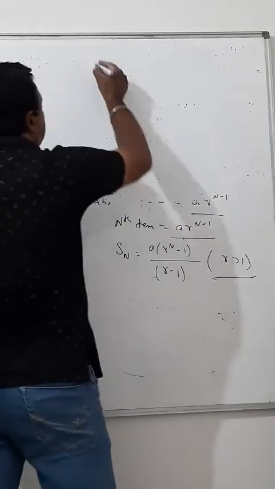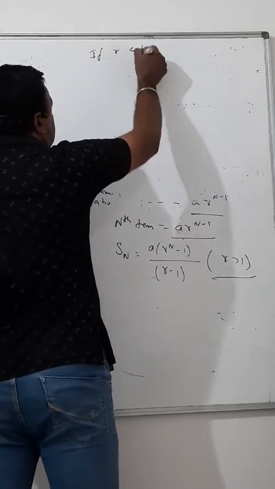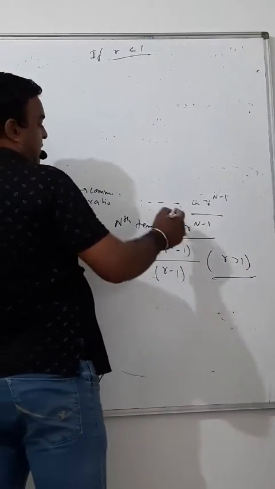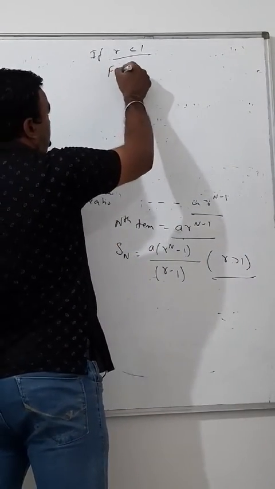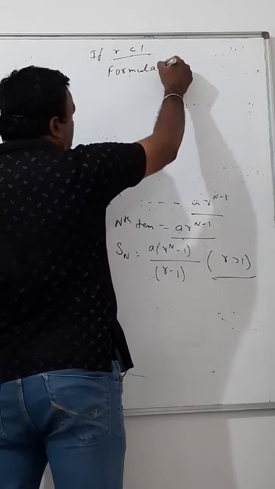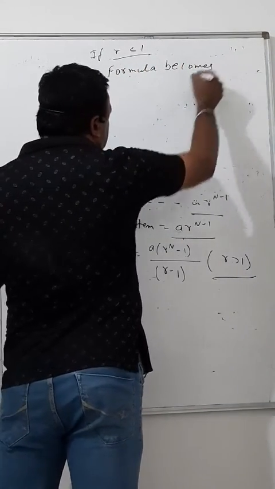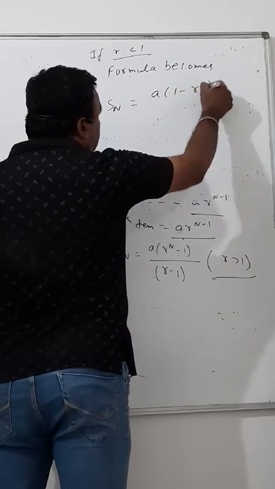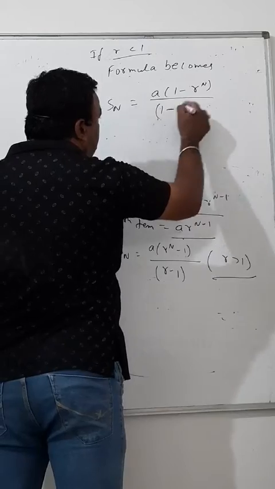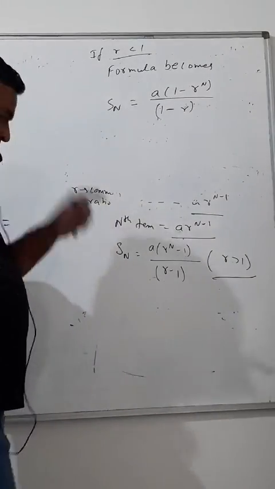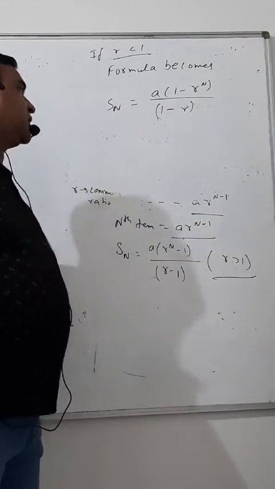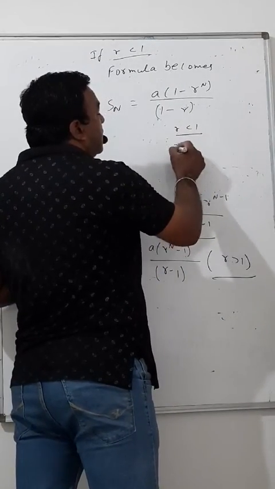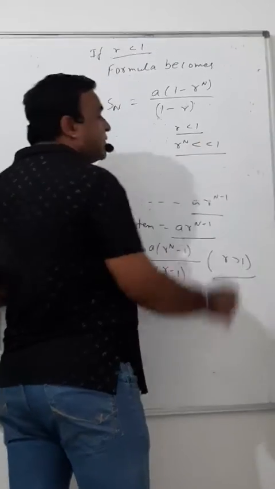That is, if r is less than 1, then the formula becomes S_n = A(1 - r^n)/(1 - r). Just this, the numerator and denominator change their roles. Now further, if r is less than 1, r^n is far less than 1.